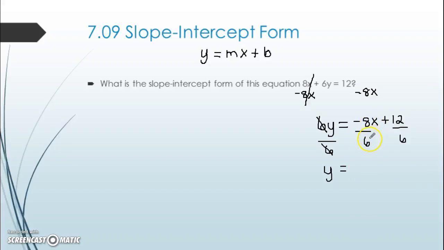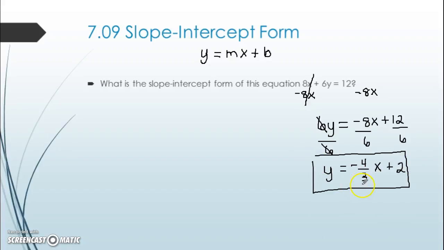I can see the rise over the run, but I want to simplify this fraction. So negative 8/6 actually simplifies to a negative 4/3. I divided out a 2 from each of these. So negative 4/3 x plus 12 divided by 6, that gives me a 2. So here is this equation in slope-intercept form.